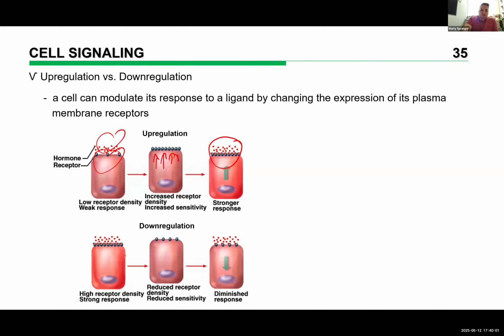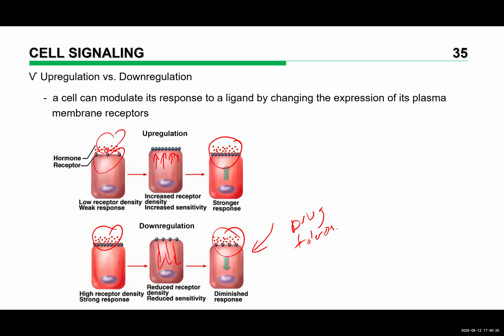Flip side is if it wants to reduce its response to hormone, it can downregulate its receptors. And so now its response is mitigated. This is partly responsible for what we know as drug tolerance. It's not the only mechanism involved in drug tolerance, but certainly it's one of them.